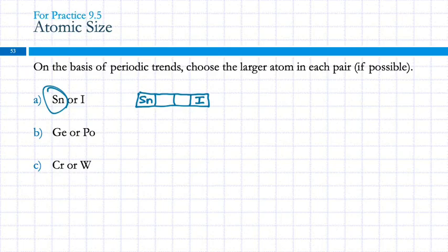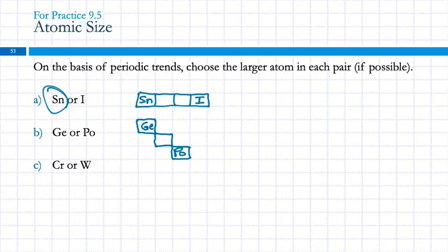Okay? Germanium or polonium. You don't actually need to know their names. You just have to be able to find the letters on the periodic table. Here's germanium, and here's polonium down at an angle. I'm like, oh, I don't know about this.